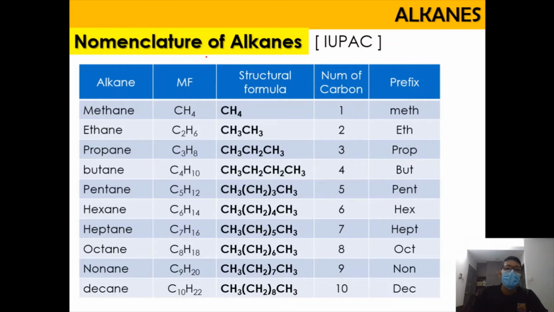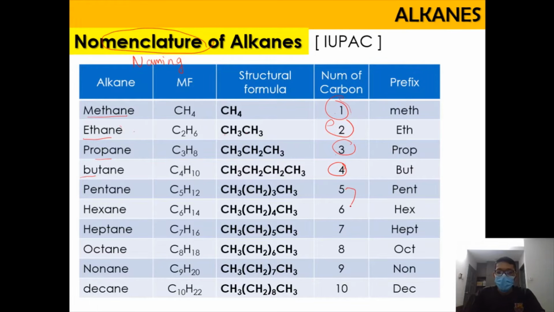Now we're going to focus on the nomenclature of the alkane. Nomenclature here means naming the alkane. Alright, so before you go any further, you need to know the parent name. The parent name will depend on the number of carbons present in the alkane. If you have one carbon, the name is going to be methane. If you have two carbons, the name is going to be ethane. If you have 3, the name is going to be propane, and if you have 4, the name is going to be butane.